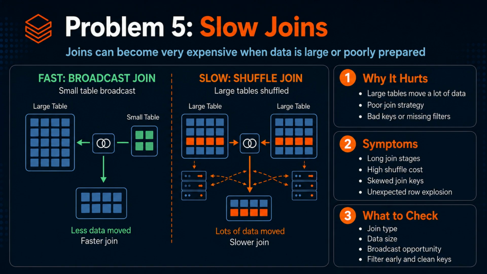The fifth problem is slow joins. Joins are common in data engineering, but they can become very expensive when the data is large, poorly filtered, or joined using bad keys. A broadcast join can be fast when one table is small enough to send to the executors, but a shuffle join can be much slower because Spark needs to move large amounts of data across the cluster. Symptoms include long join stages, high shuffle cost, skewed join keys, and unexpected row explosion. Check the join type, table sizes, join keys, filters, and whether a broadcast join is possible. The best join is often the one that moves less data.